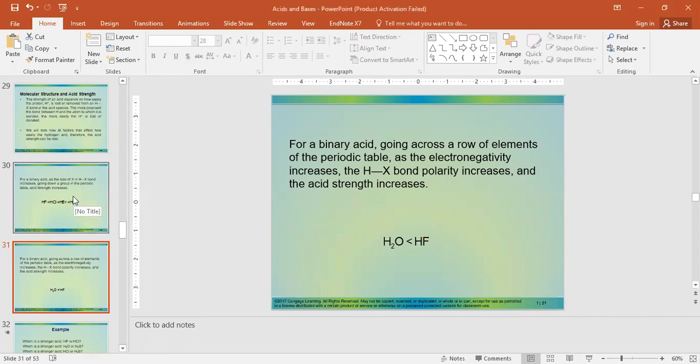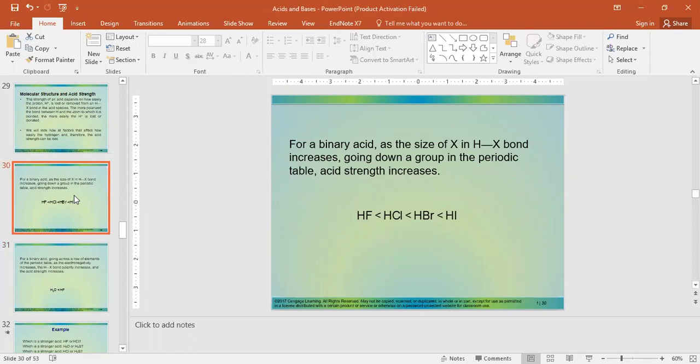I'm actually kind of confused. What is the actual trend across the period and down the group? Because here, I think the trend is also increasing down the group, and the one we just did is also increasing. My question is, if fluorine has the highest electronegativity, won't it have the highest acid strength, rather than iodine having the highest?